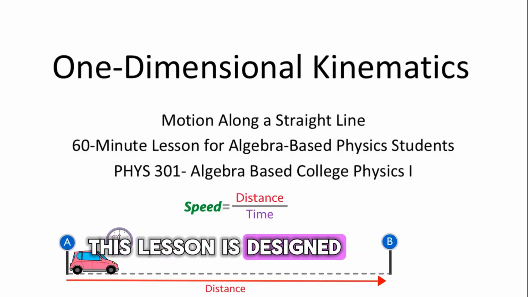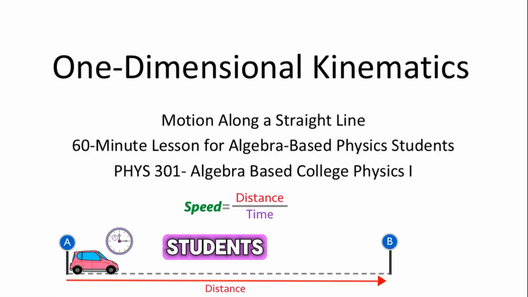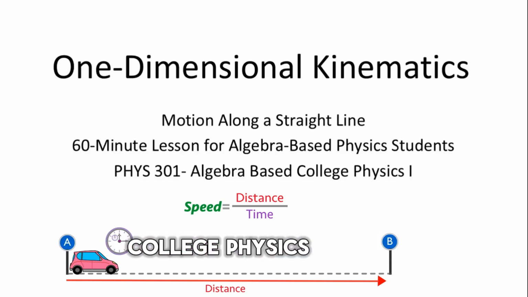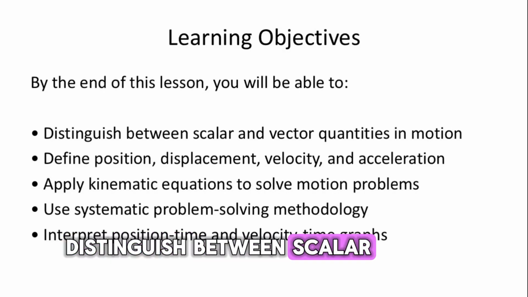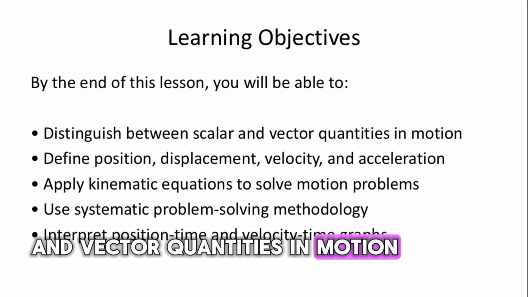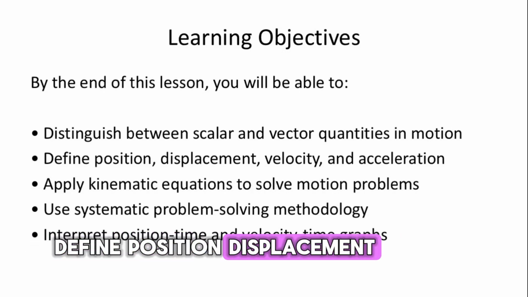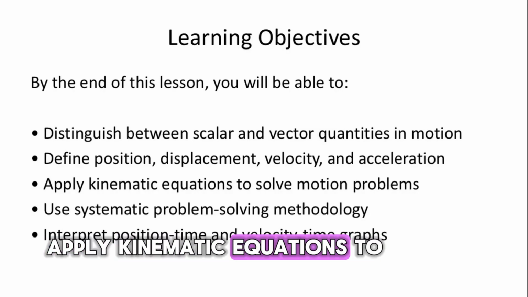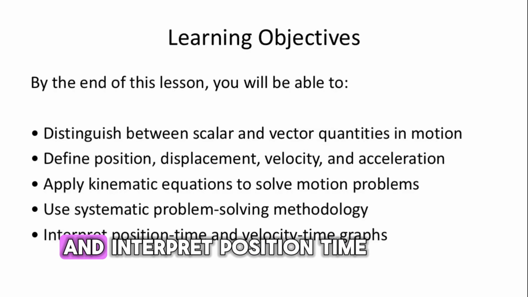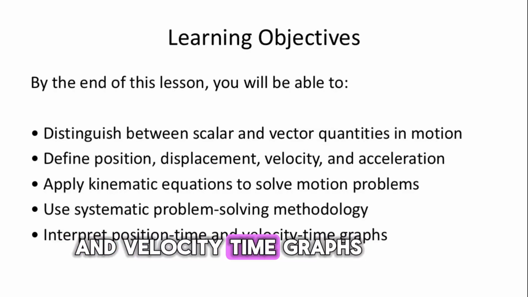This lesson is designed for algebra-based physics students, providing foundational knowledge in college physics. By the end of this lesson, you'll be able to distinguish between scalar and vector quantities in motion, define position, displacement, velocity, and acceleration, apply kinematic equations to solve motion problems, and interpret position-time and velocity-time graphs.